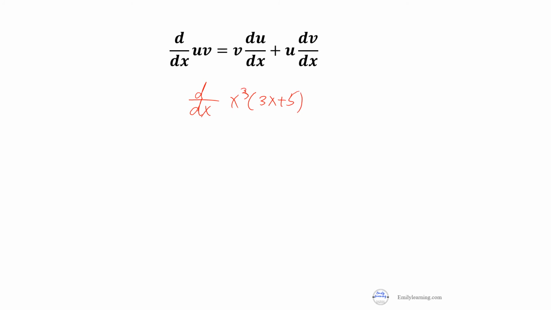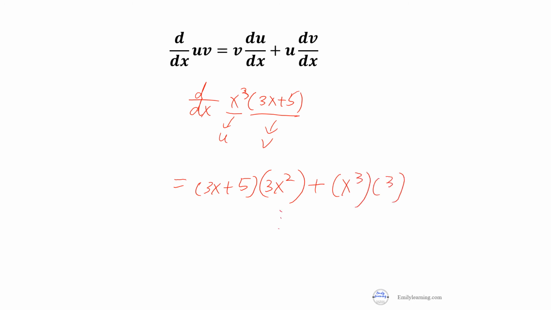I will let x cubed be u and 3x plus 5 be v. So I will keep v, which is 3x plus 5. Then I'll differentiate u, which is 3x squared. Then I will add u, which is x cubed, and differentiate 3x plus 5, which gives me 3. Then you simplify and you'll get the final answer.